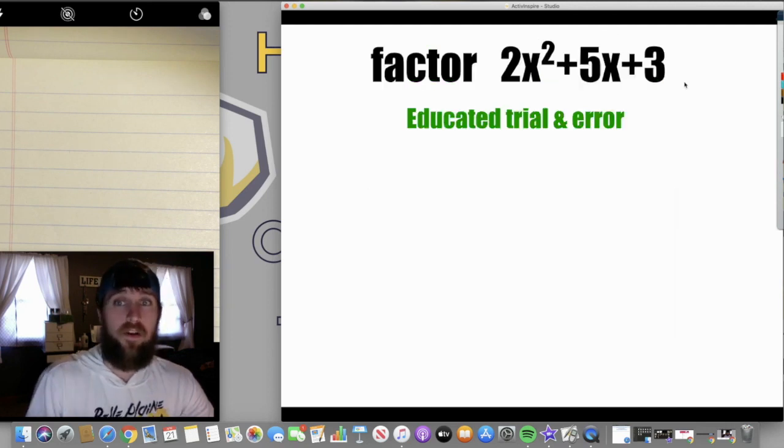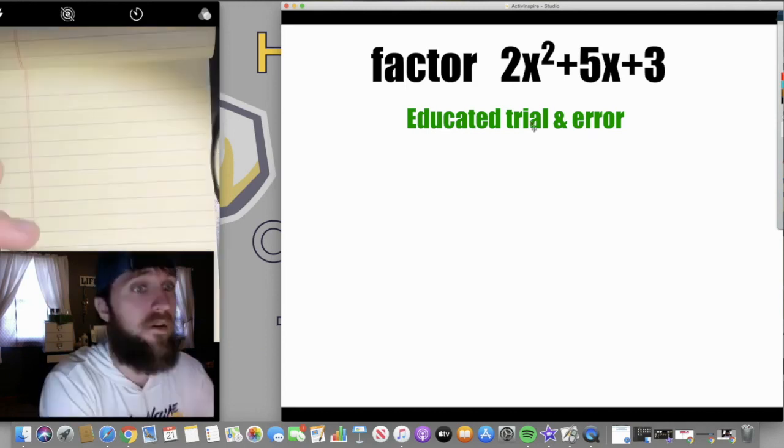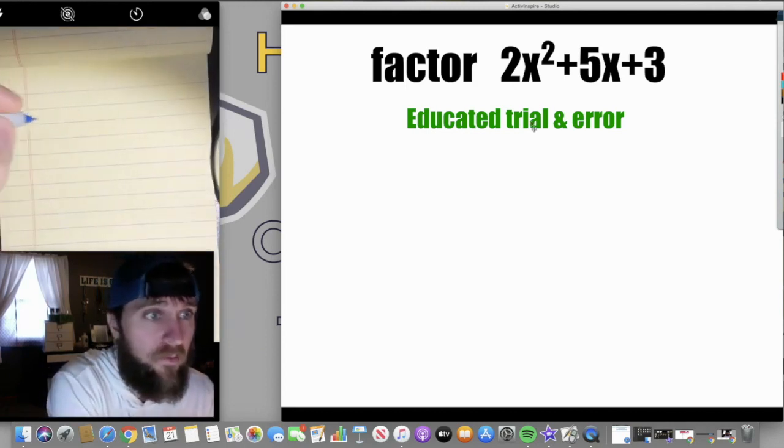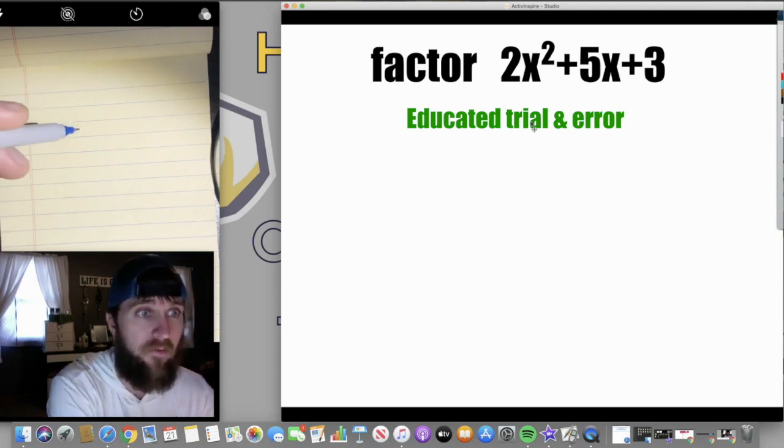Now, for the most part, it's a little bit of guess and check. We want to be somewhat educated. For the most part, you're just going to be putting the numbers into the spots of the binomials and checking to see if it works. For this first one, I'll show actually doing that distributive property for the check.